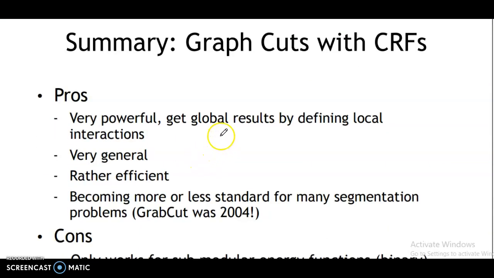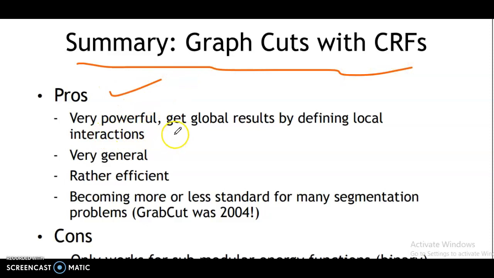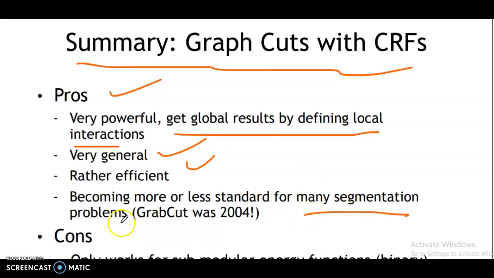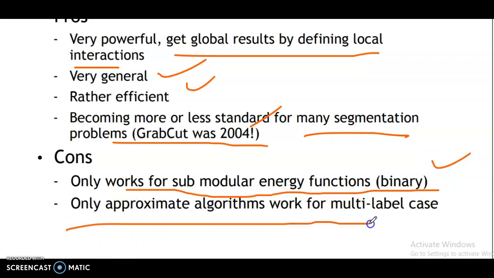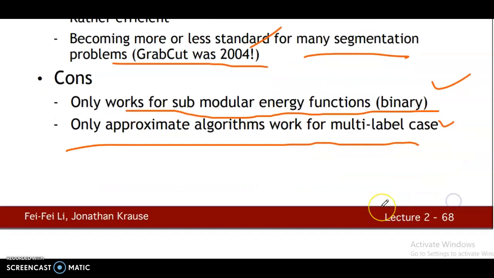Summary: graph cuts with CRFs. Pros: very powerful, get global results by defining local interactions, very general, rather efficient, becoming more or less standard for many segmentation problems. Graph cut was 2004. Cons: only works for submodular energy functions, binary; only approximate algorithms work for the multi-level case.